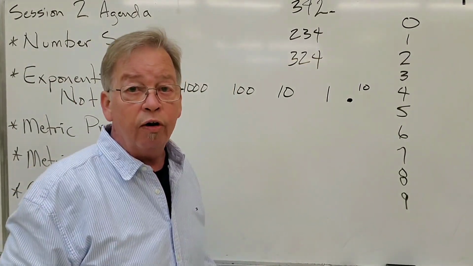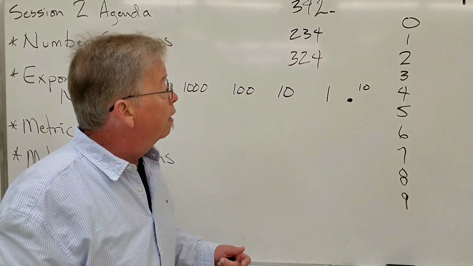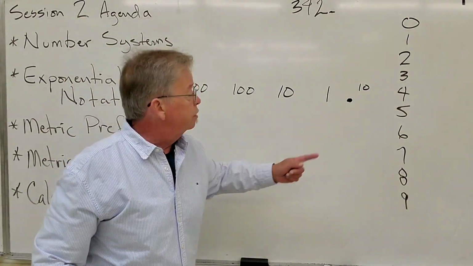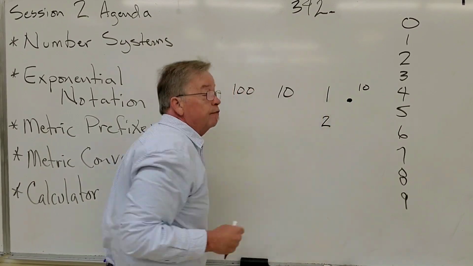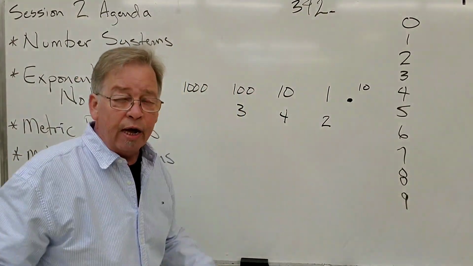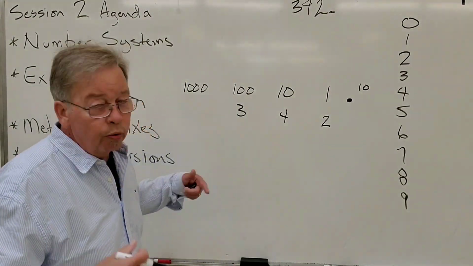And we're talking about that 342. So how does that all work? Well, if we look at the original, 342, we see the 2 falls in the ones column. And then the 4 falls in the tens column, and then the 3 falls in the hundreds column. Now, we do this without even thinking about it, but we need to be reminded how it works.